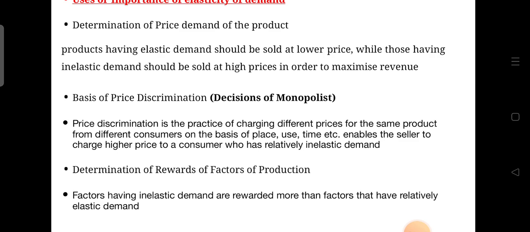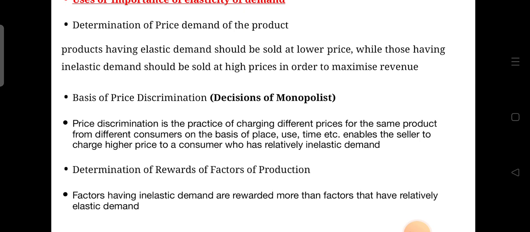The first thing is determination of price of the product, basis of price discrimination, determination of rewards of factors of production, government policies, proportion of expenditure, public utilities, and international trade. Let us see one by one. Determination of price of the product. The concept of elasticity of demand is of great importance for determining prices of various factors of production. Factors of production are paid according to their elasticity of demand. In other words, if the demand of the factor is inelastic, its price will be high, and if it is elastic, its price will be low.